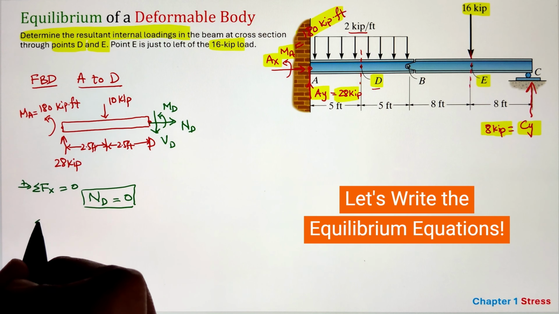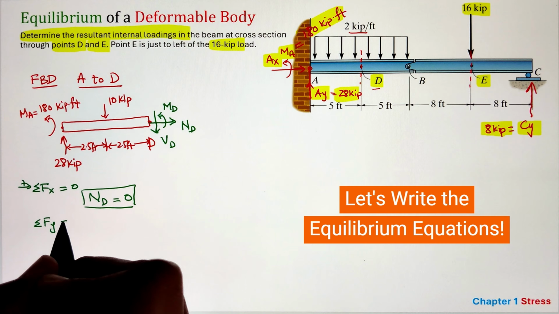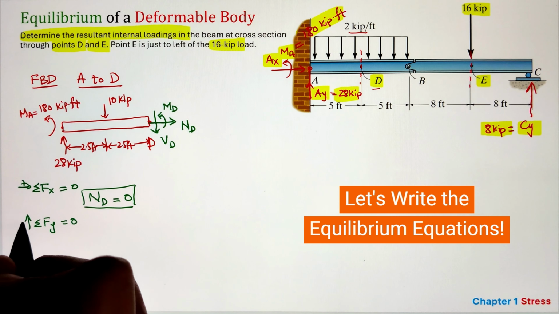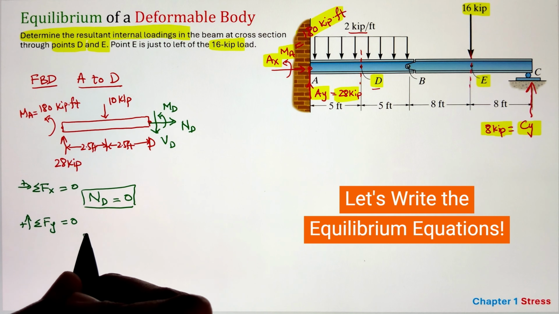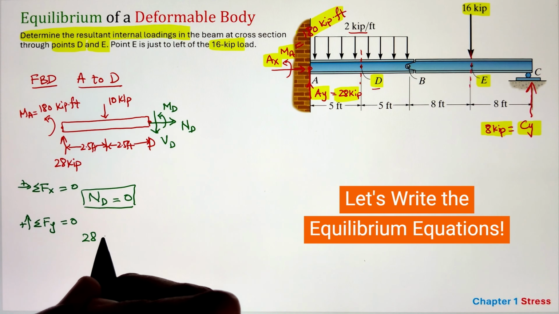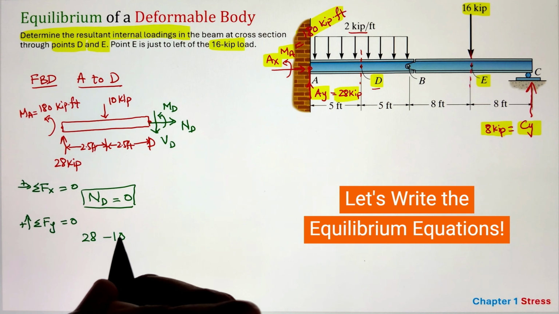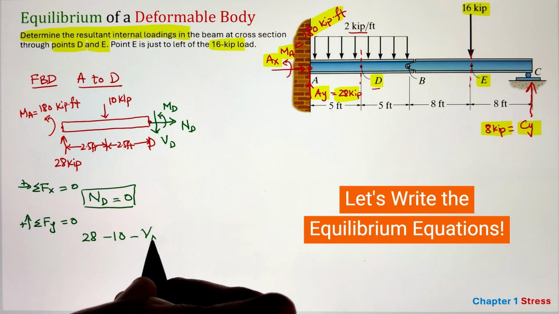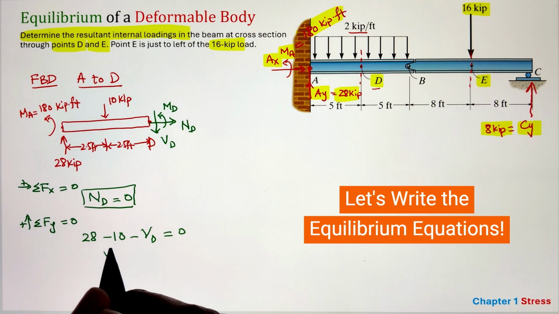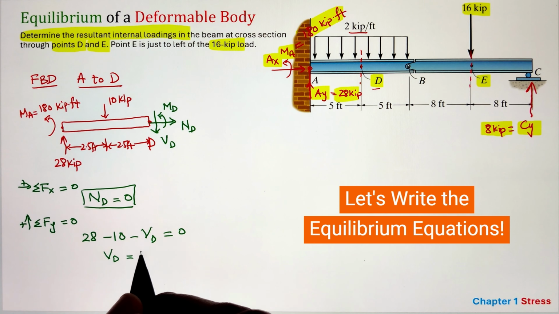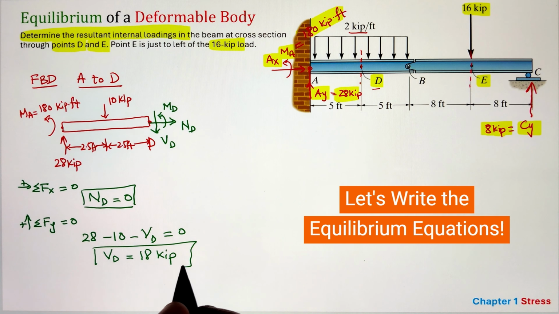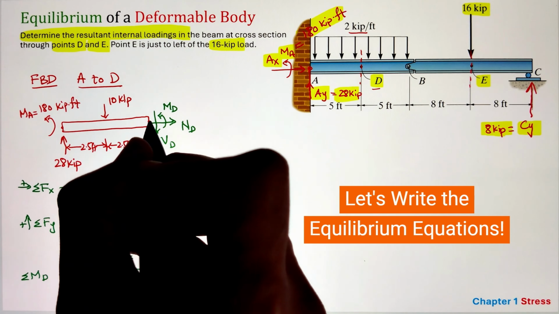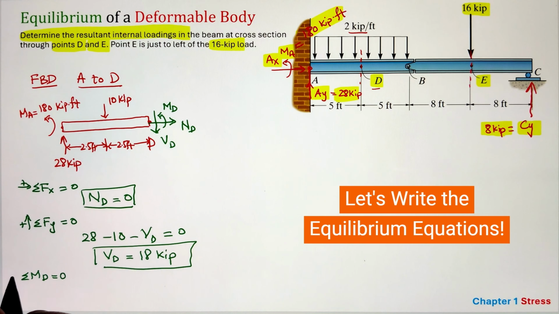So let's go ahead and now apply our equilibrium equation, that is summation of forces acting along the horizontal direction equals 0. We have just one normal acting in the horizontal direction, so its value is equal to 0 here. Then we can go ahead and do summation of forces in the vertical y-axis. I have 28 kip going upward, 10 kip going downwards, and then I have the VD, that is the shear force acting at point D going downward. Simplifying, we get the value of the internal loading as 18 kip.